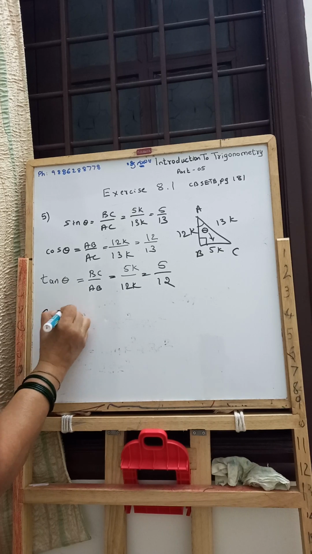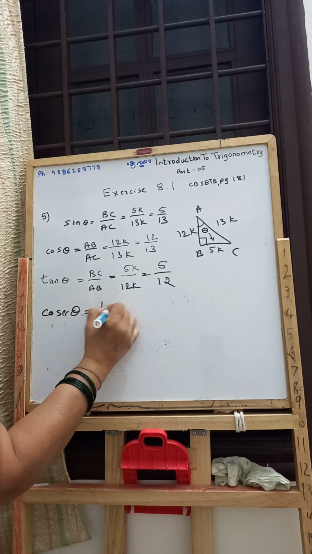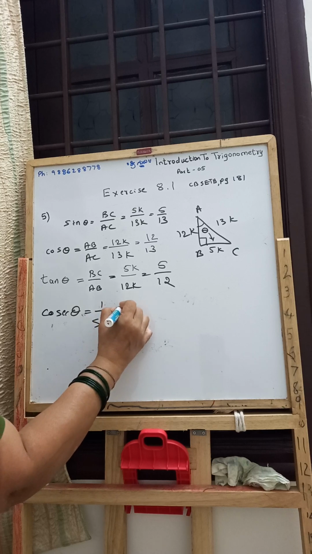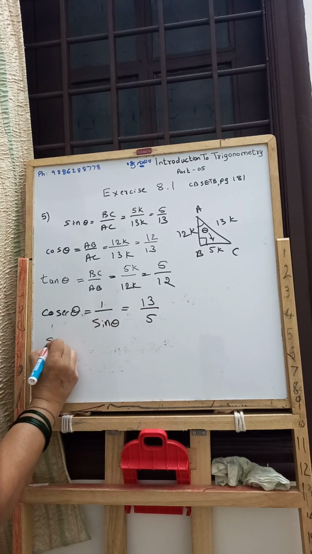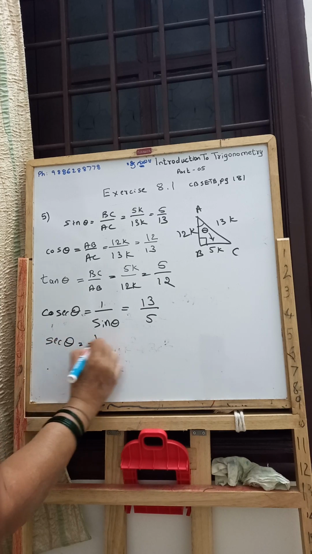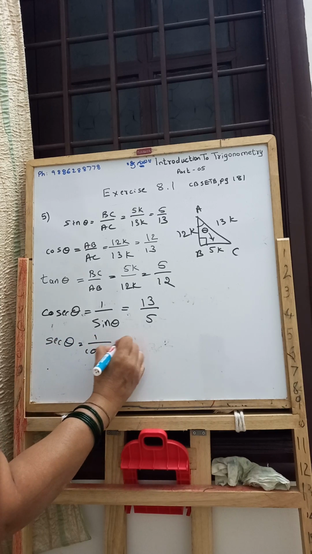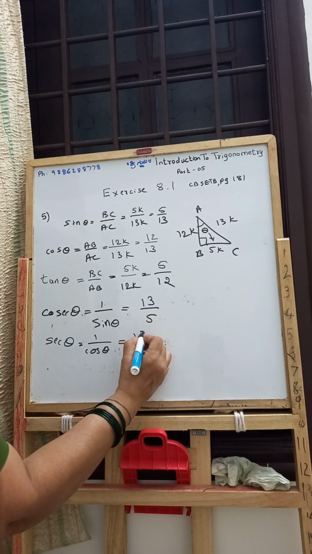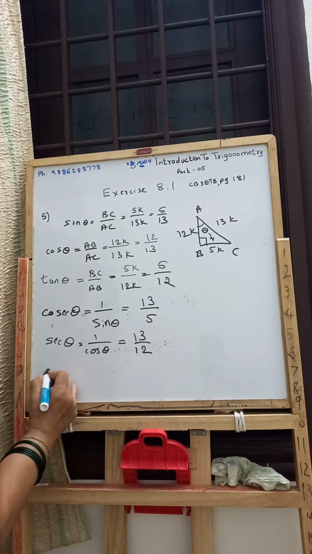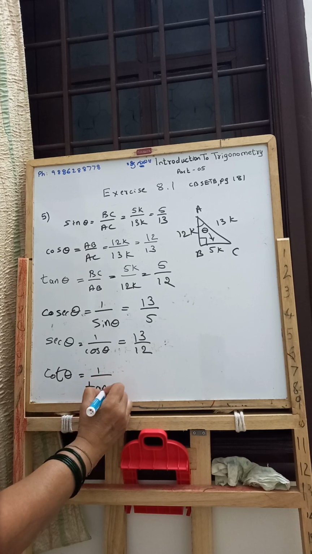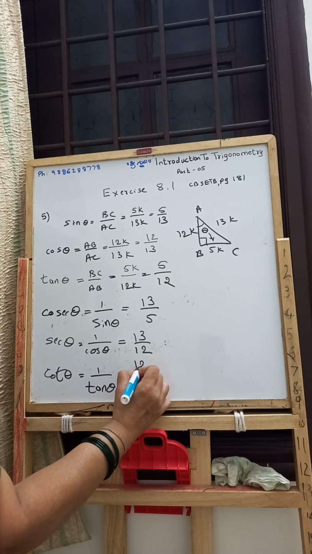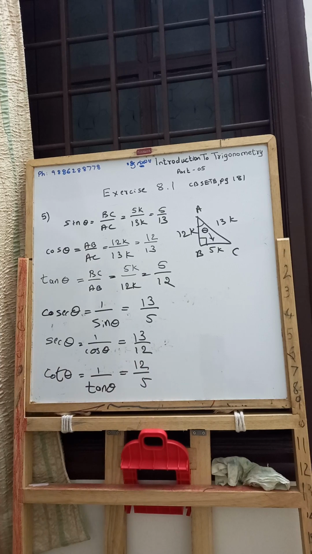Then cosec theta is equal to 1 upon sin theta. This is equal to 13 upon 5. Sec theta is equal to 1 upon cos theta. This is equal to 13 upon 12. Cot theta is equal to 1 upon tan theta is equal to 12 upon 5.